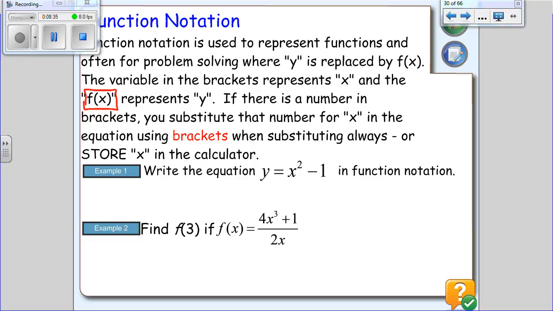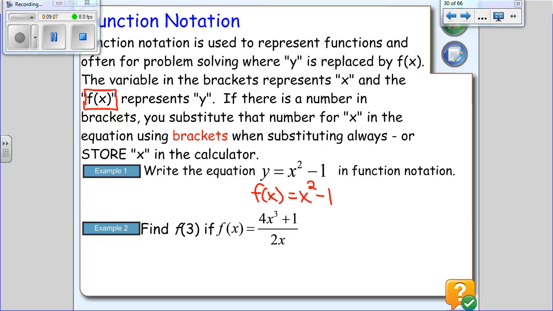So, example 1 says write the equation y equals x squared minus 1 in function notation. The only thing that's different is that instead of y, they have f of x. So to change this to be function notation, it just looks like that. Example 2. Find f of 3 if f of x equals this thing.